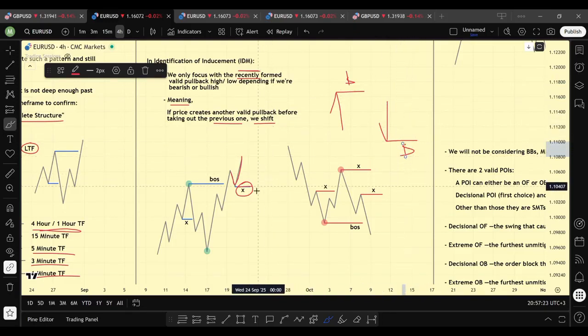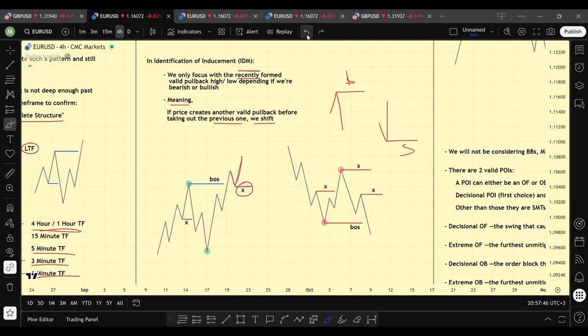So exactly right here, on this recently formed valid pullback, this sell side liquidity is what we call the inducement. So that's the reason as to why we cannot buy before the inducement, because there is some liquidity here, and this is a core liquidity that price is targeting before pushing higher. Anyway, we'll be diving deep on that.